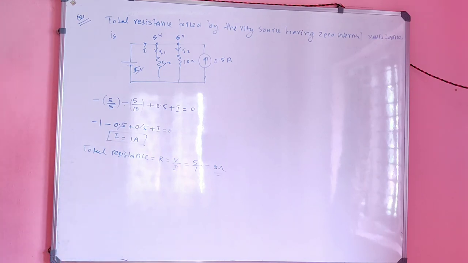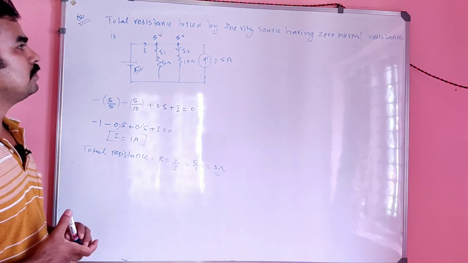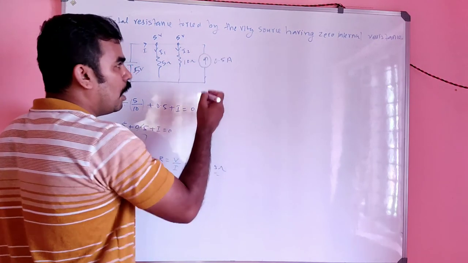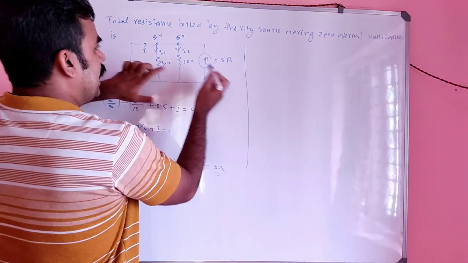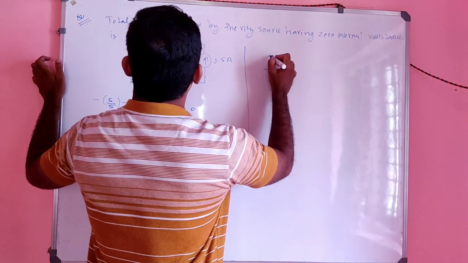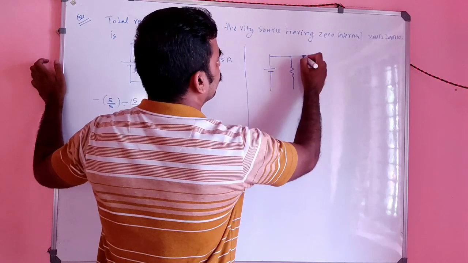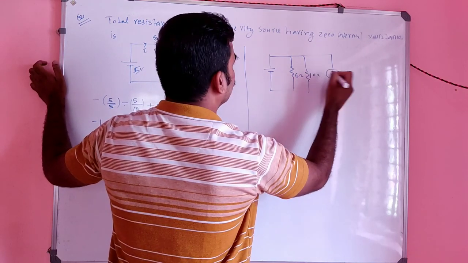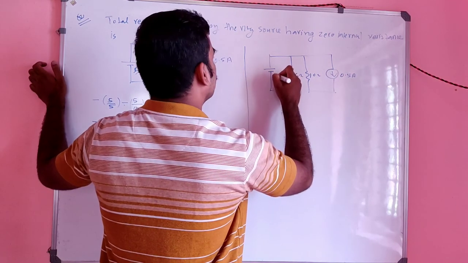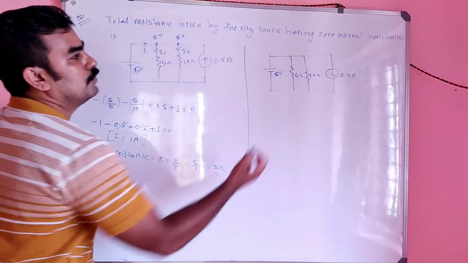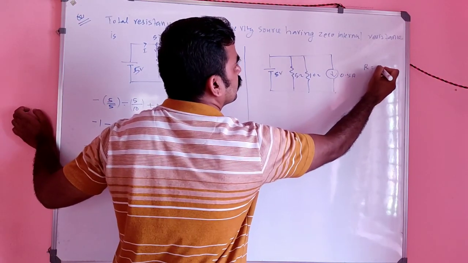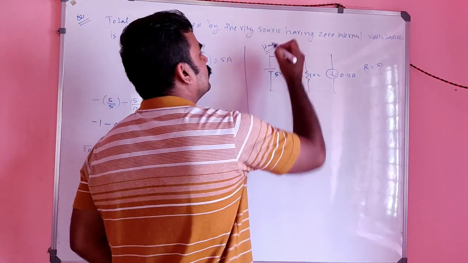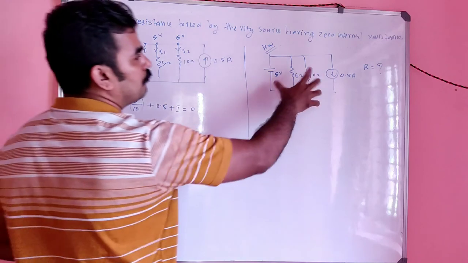That's all for today, and let's continue our session tomorrow. Suppose this 0.5 ampere is outward. I will give a homework for you. Suppose in the same question, this is like this. Same question for this circuit, what will R be? This is the homework for you. Please do it.